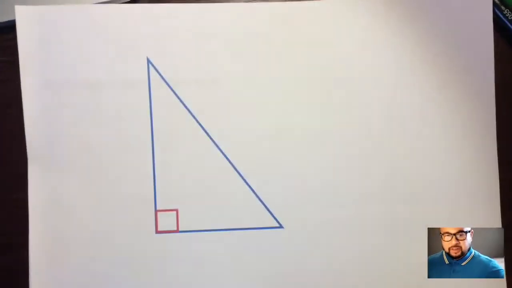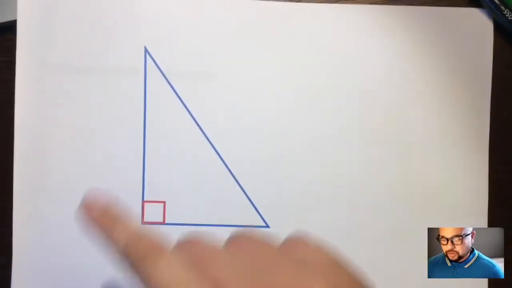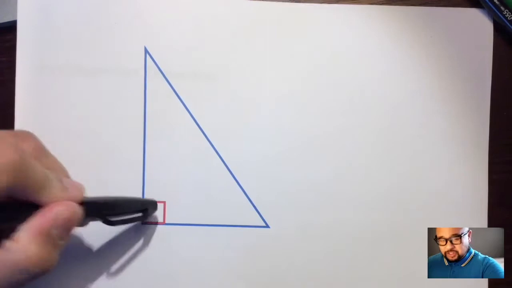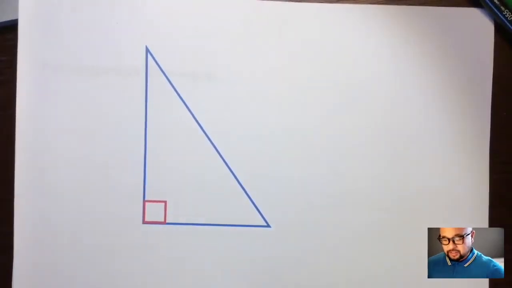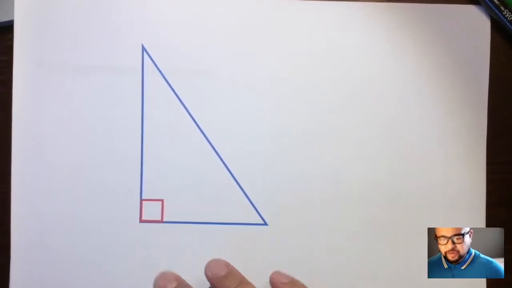Okay, so first thing you need to know about the Pythagorean Theorem, it only works for one type of triangle, a right triangle. Okay, this could be a scalene right triangle, it could be an isosceles right triangle, but just make sure it has a 90-degree angle, and make sure that you know the parts of a right triangle.